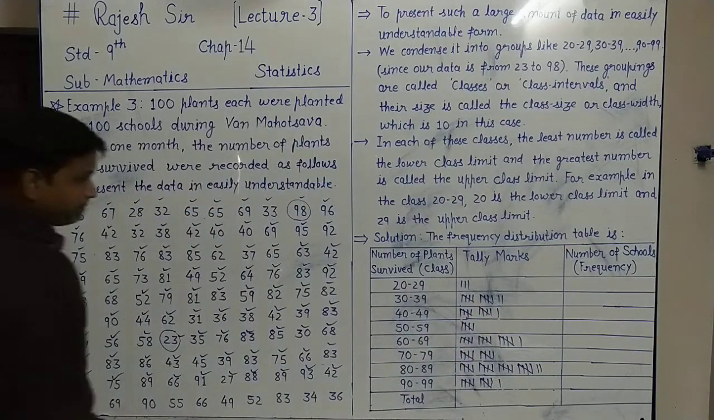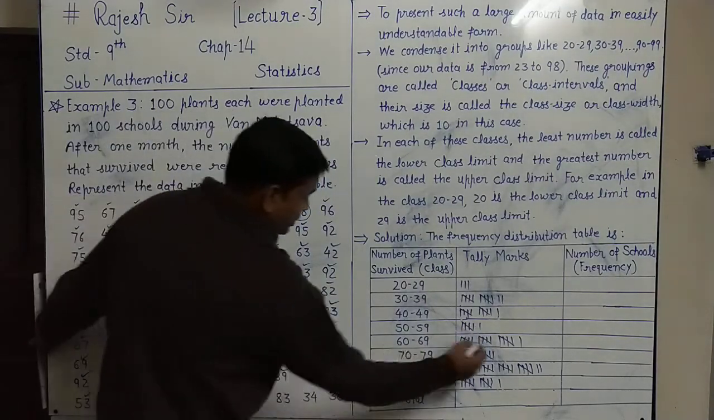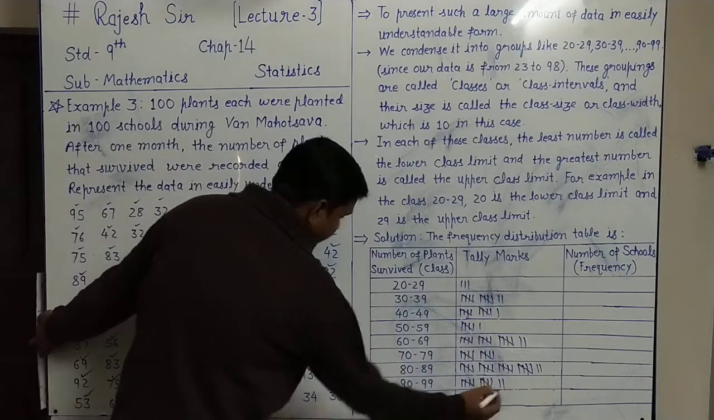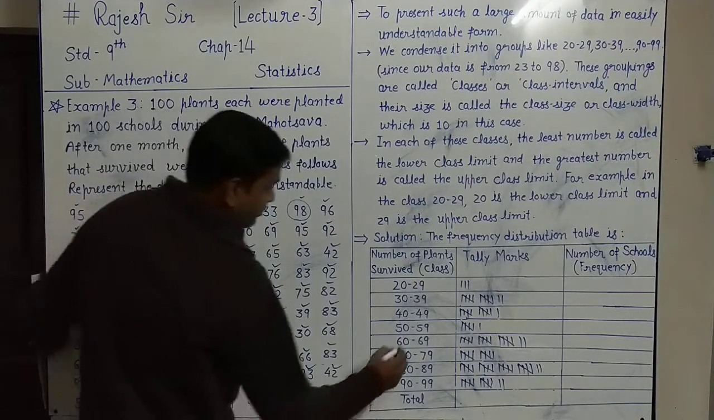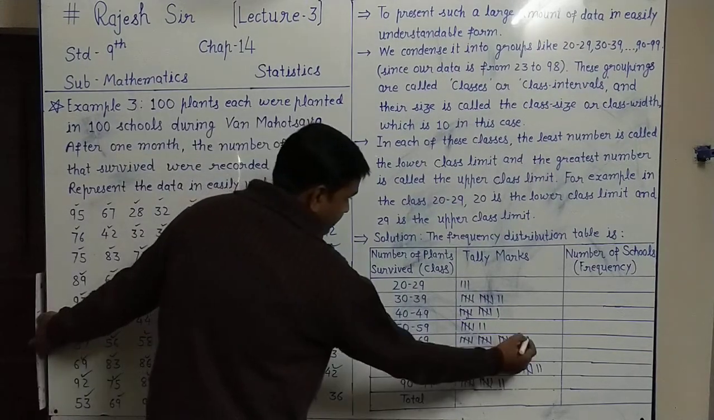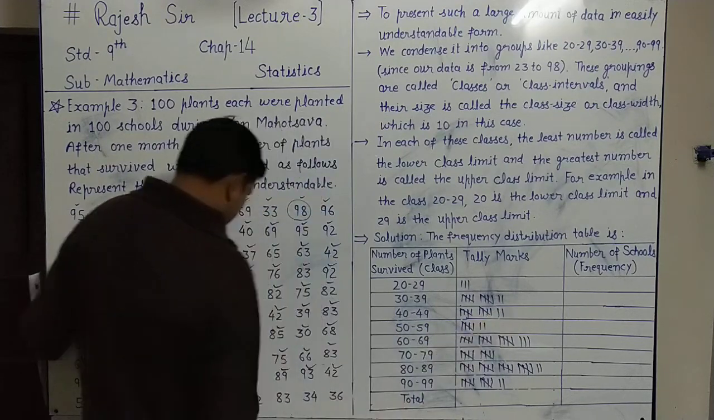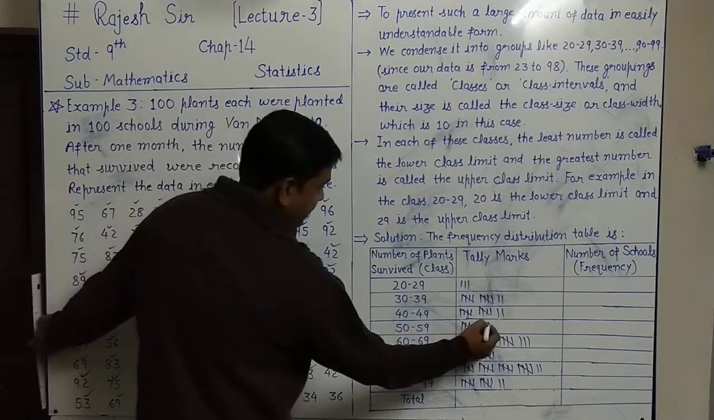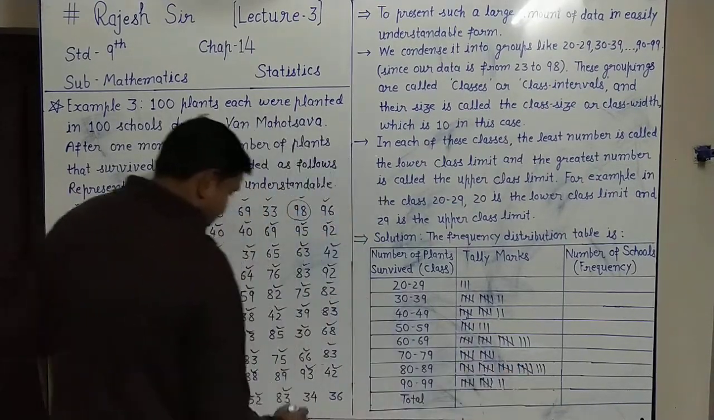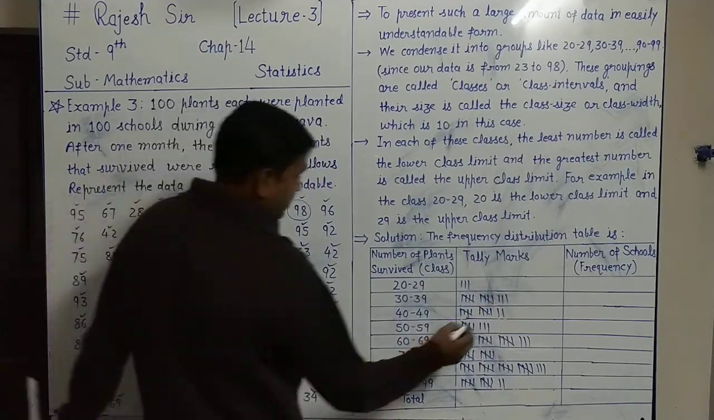Last 53, 50 to 59, 69, 60 to 69, 90 is in 90 to 99, 55 in 50 to 59, 66 is in 60 to 69, 49 is in 40 to 49, 52 is in 50 to 59, 83 is in 80 to 89, 34 is in 30 to 39, and 36 is in the same.